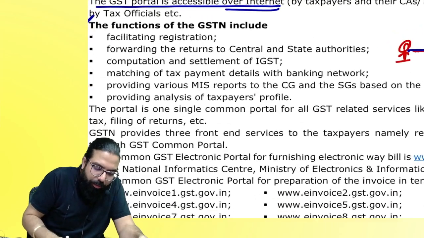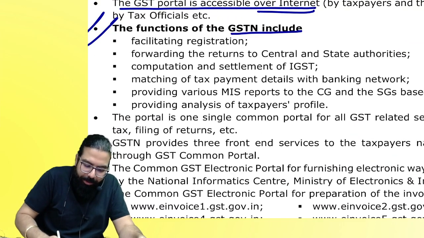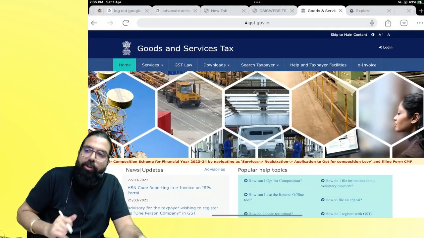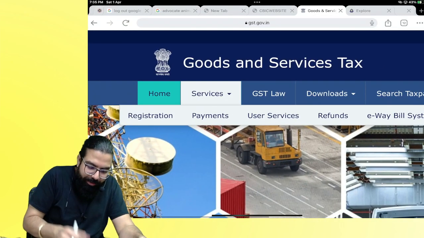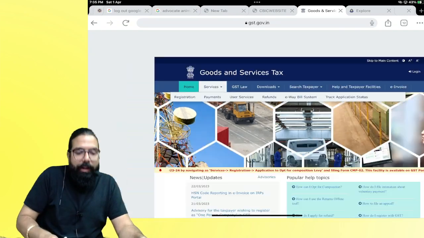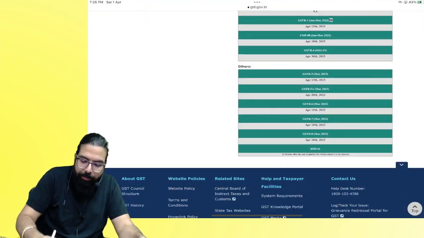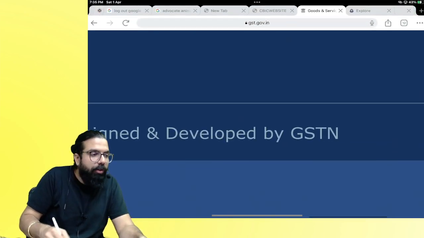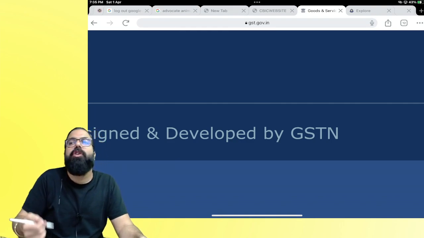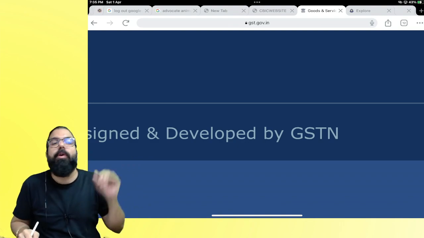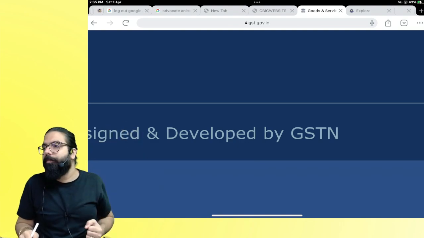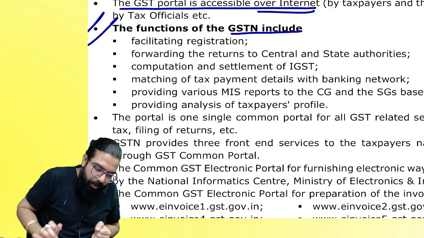What are the functions of the GSTN? People tell me one thing. If you go to gst.gov.in, what can you do? Can you take your registration? Can you make GST ka payment? So all this on gst.gov.in is managed by whom? GSTN. So they are telling you the functions of GSTN, Goods and Service Tax Network, the company which is formed. Why is it formed? What is their function? Let's read.